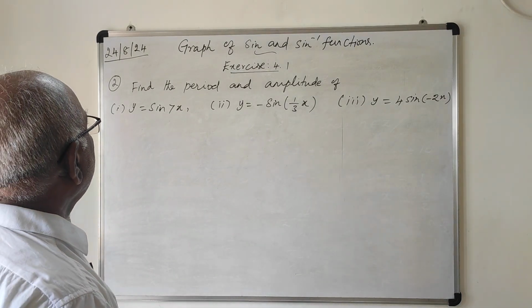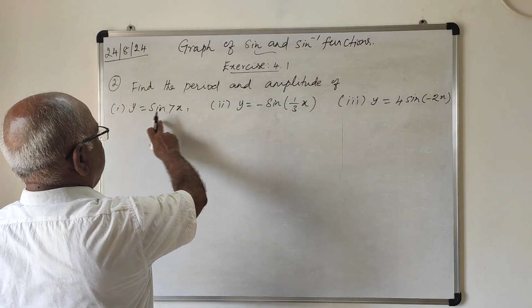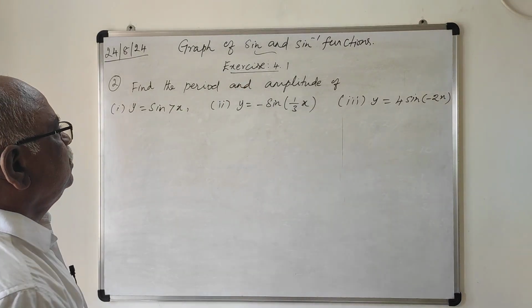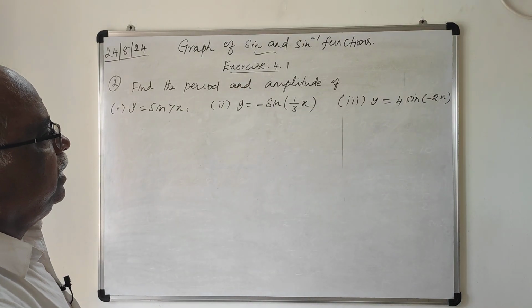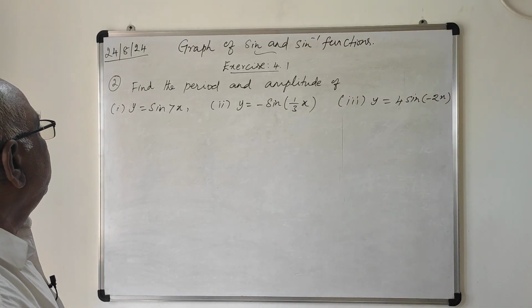Next problem, find the period and amplitude of these three problems. y equal to sin 7x, y equal to minus sin of 1 by 3 x, and y equal to 4 sin of minus 2x.